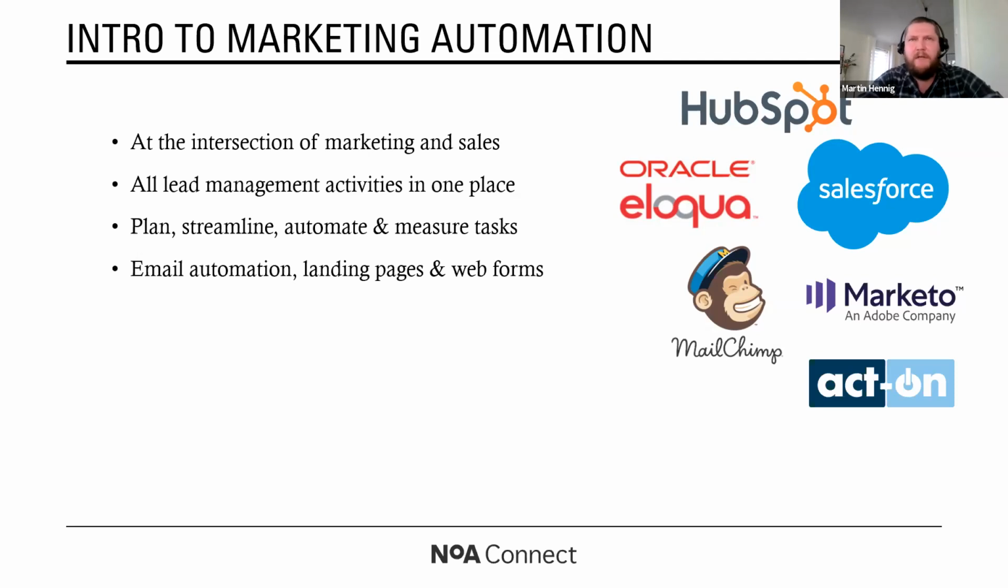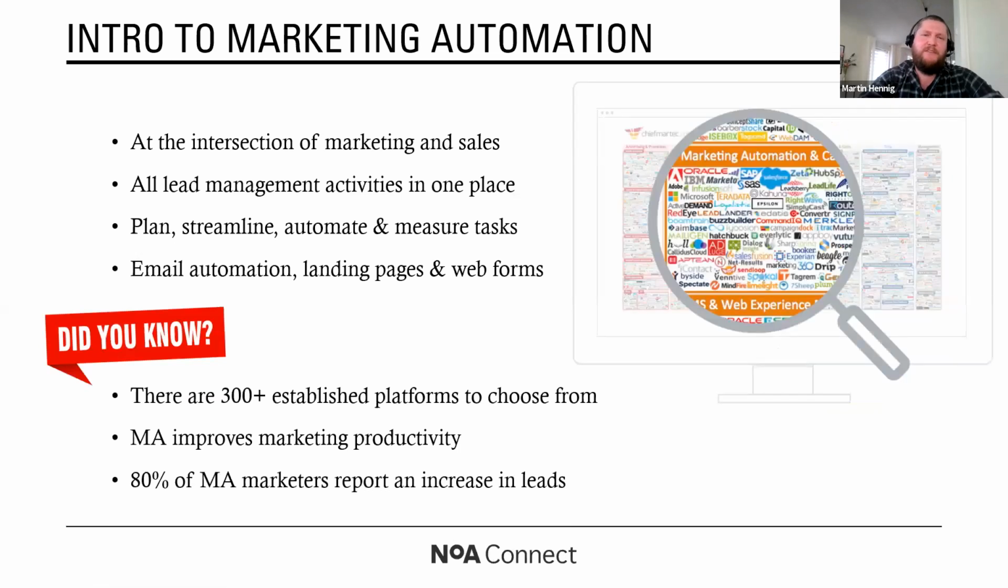We've all been subject to marketing automation, I'm sure. The most common ones that you might have come across are email automation, landing pages, and web forms. Something you may not know is that there are over 300 platforms to choose from when it comes to marketing automation and campaign management. So it can get tricky to narrow down and find the one that works for you. So for the next half an hour, 45 minutes, I'll give you a bit of a framework on how to approach this task. You'll be glad to hear that marketing automation improves your marketing team's productivity, and about 80% of marketers report an increase in leads.